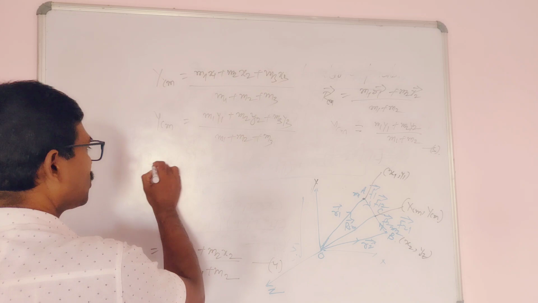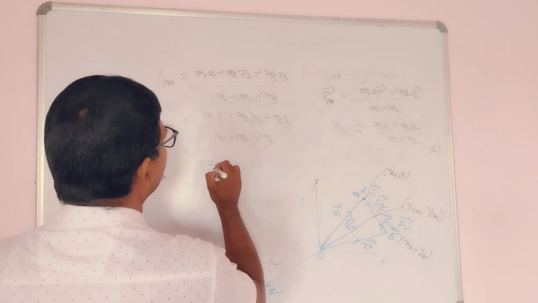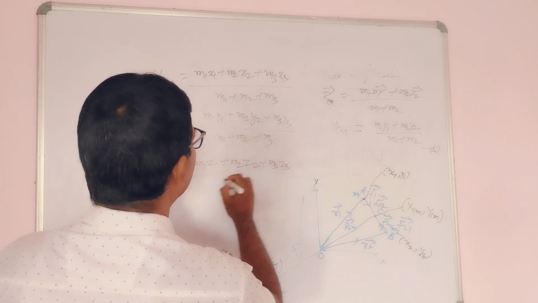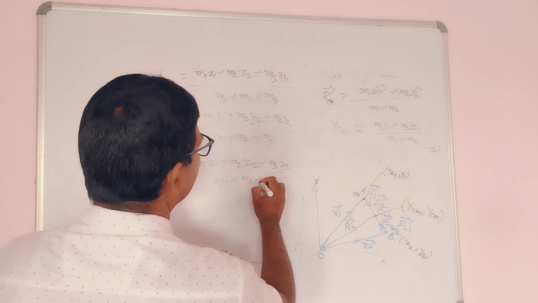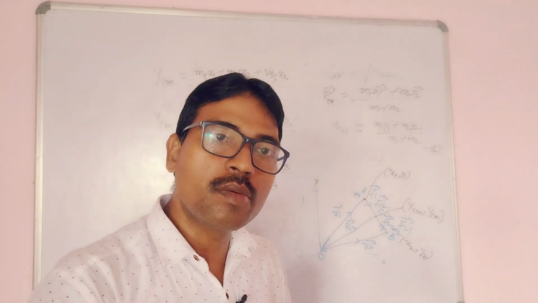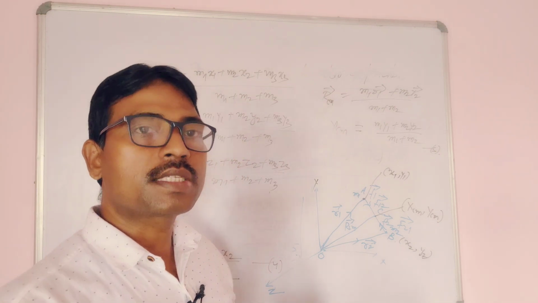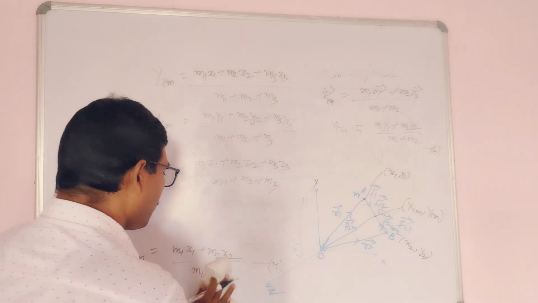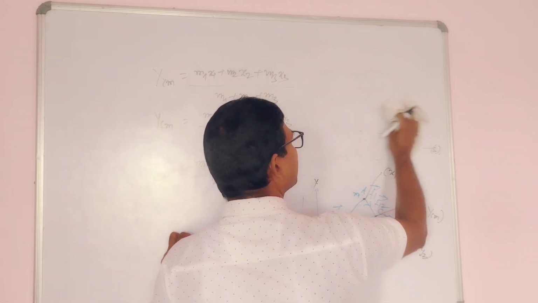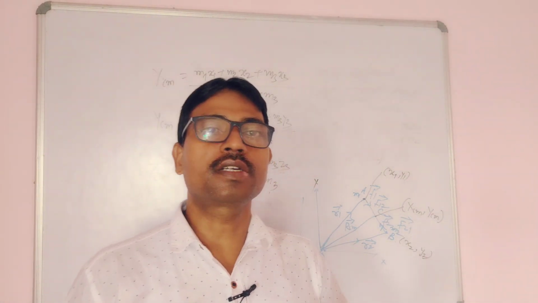Similarly, along the z axis, zcm is equal to (m1 z1 plus m2 z2 plus m3 z3) divided by (m1 plus m2 plus m3). That means when a system consists of three particles, with masses m1, m2 and m3, this is the case you have to apply. While taking two particles, you are considering a plane. While considering three particles, you are considering space.